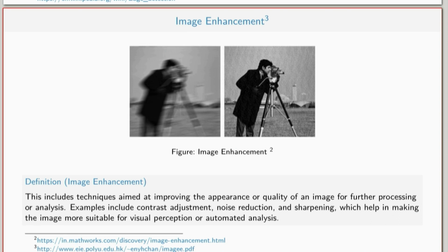In a very generic sense, you can talk about image enhancement. For instance, in this case, the first image is blurry and you may want to make it sharp. This is a very generic term. Image enhancement could be many things, right? Contrast adjustment, noise reduction, sharpening, and all this.